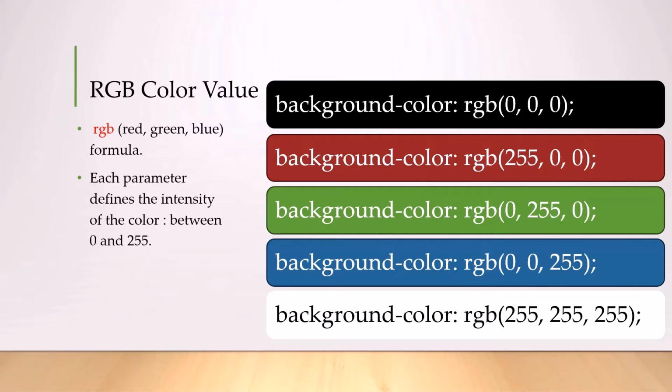And each parameter can have a value between 0 and 255. If all the values are 0, your color will be black. If all the values are 255, your color will be white. For pure green color, you have it like this. And you can make different colors using this function.